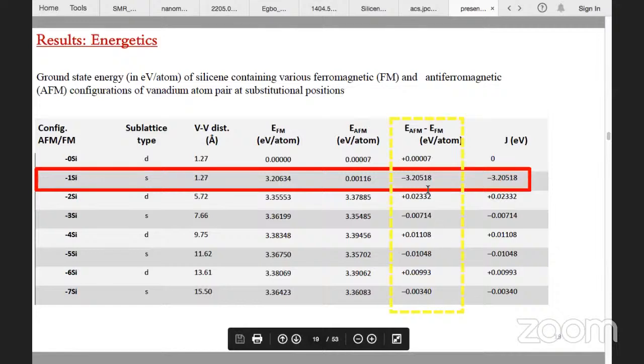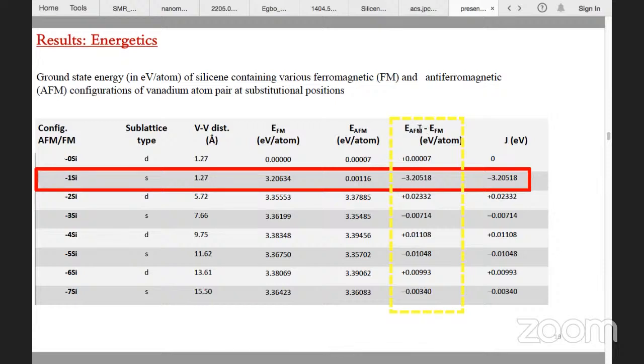What you will notice here is that as we increase the distance between the vanadium atoms, there's a kind of flipping in the relative stability of the magnetic orientation. For instance, when the atoms are separated by just one silicon atom, the antiferromagnetic orientation of these vanadium atoms is the most stable. They have the lowest energy, so to say. When they're separated by two, the ferromagnetic orientation becomes the most stable. Again, when they're separated by three, and so on and so forth. So as we separate the vanadium atoms in silicene, we have this flipping of the relative stability of the two kinds of magnetic orientation we have studied.